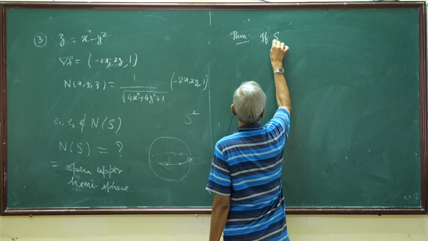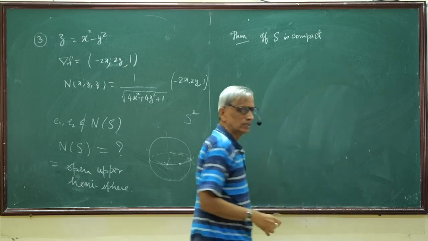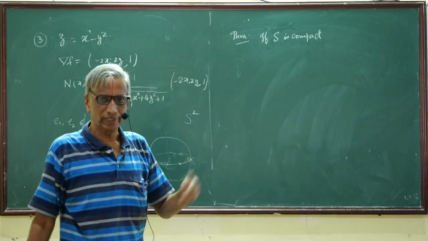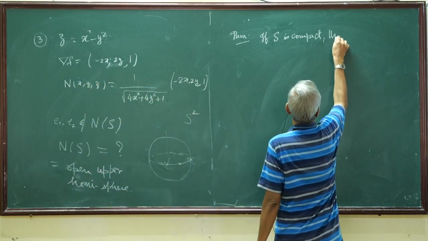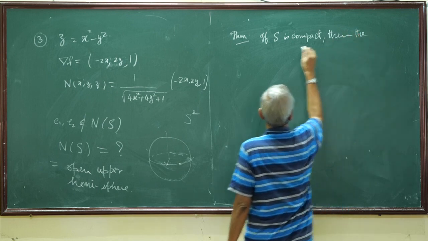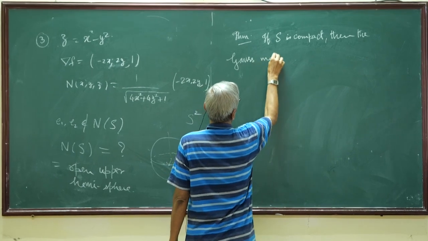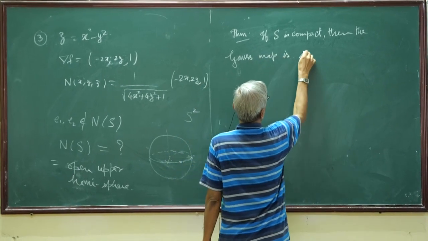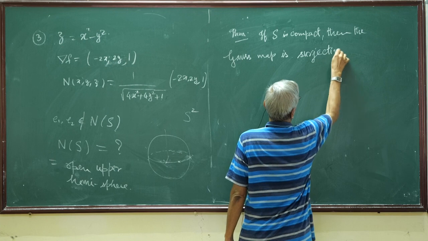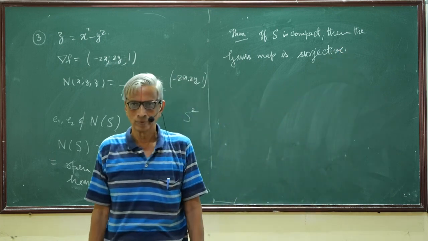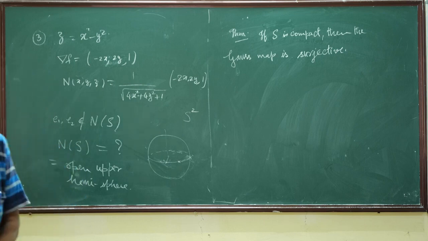If S is compact, because all other assumptions we already made in general, right? Oriented, connected, and so on. S is compact, then the Gauss map is onto. The image is the whole of the sphere. Okay. Image of the Gauss map.